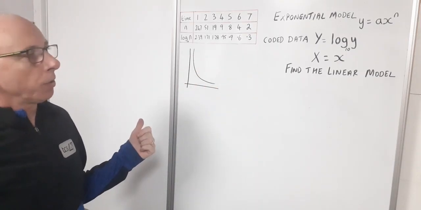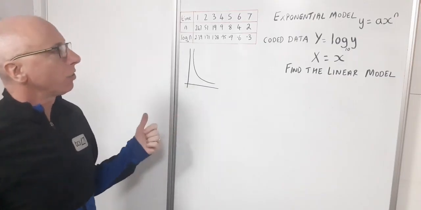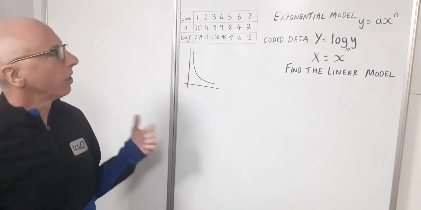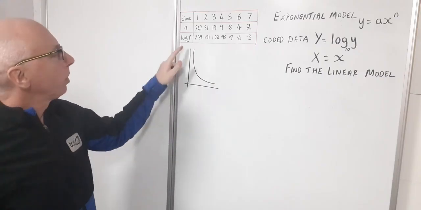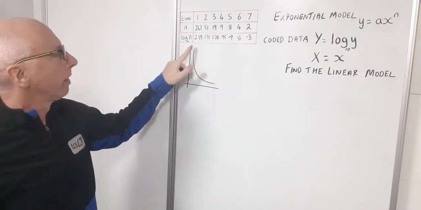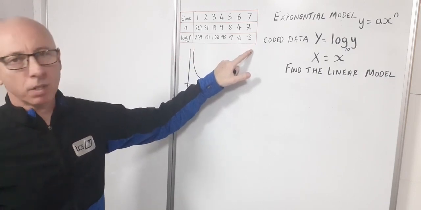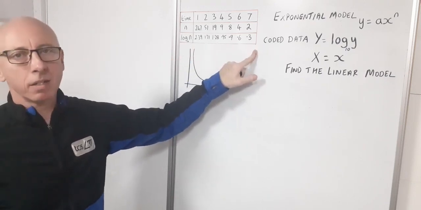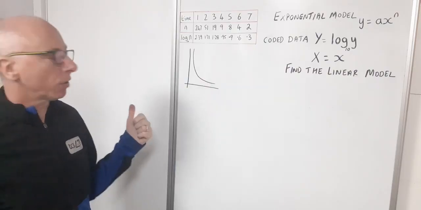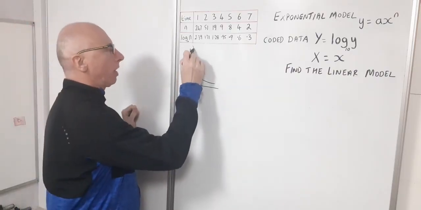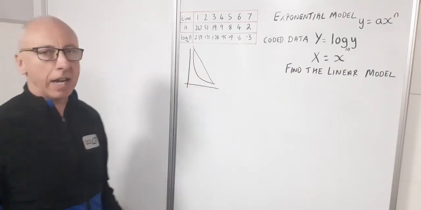Now what we wanted to do was try and code the data to make some sort of linear representation of that data. So we used log base 10 of n. And they're the values we got, and they are approximate values. So we didn't use too many decimal places because we just wanted to see what would happen on the graph. And that gave us a line, something like that.